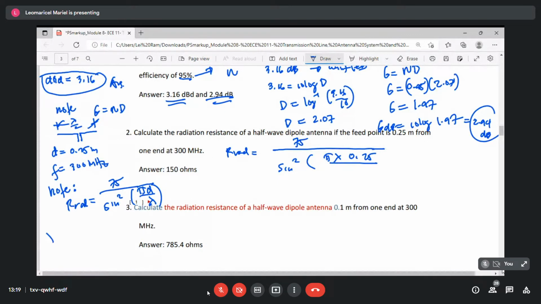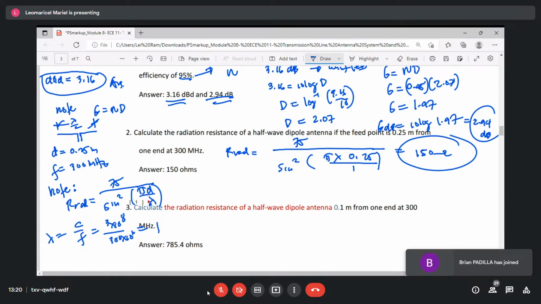Take note that lambda equals C over F. The frequency is given as 300 megahertz. So 3 times 10 to the 8 over 300 times 10 to the 6 is 1 meter. So the radiation resistance is roughly 150 ohms. Please check: 75 all over sine squared of pi times 0.25 over 1 is 150 ohms.